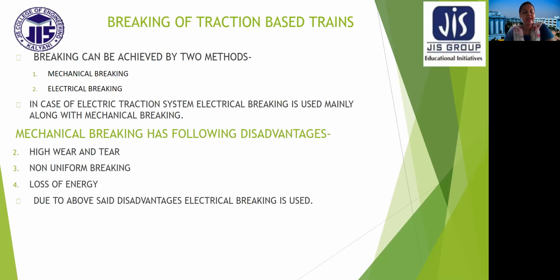Now braking. Braking can be of two types, mechanical and electrical. But in an electric traction system, electrical braking is used mainly along with mechanical. Mechanical braking has some disadvantages: it requires high wear and tear, braking is non-uniform, and there is loss of energy. Due to all these things, electrical braking is preferred.